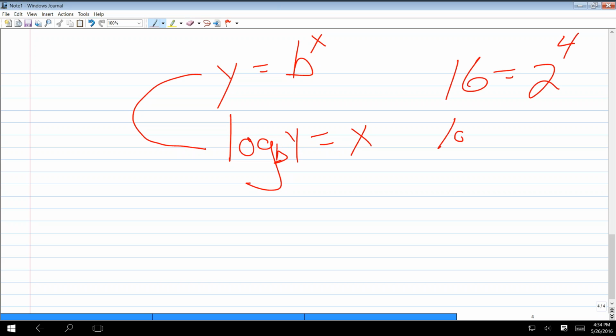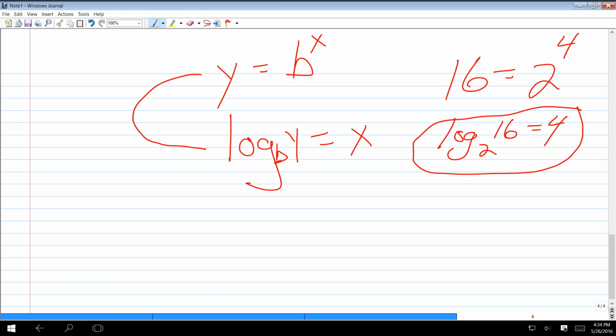Log base 2 of 16 equals 4. Okay, good. Now notice that if somebody gave me the logarithmic expression, I could always convert it to the exponential expression by taking the number on the far left, raising it to the power of the number on the far right. That equals the number in the middle. In other words, 2 to the 4th equals 16.